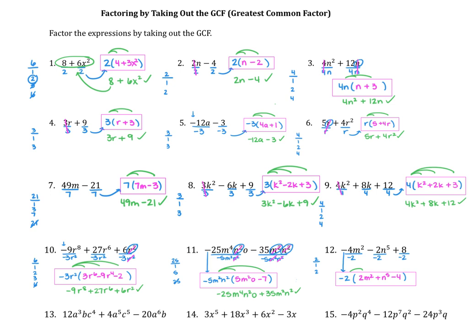-2 times 2 gives me -4. Drop down m squared. -2 times, remember there's a 1 here, would give me -2. Drop down my n to the 5th. And -2 times -4 gives me +8. Matches my starting problem. I've done it correctly. All right, last 3.